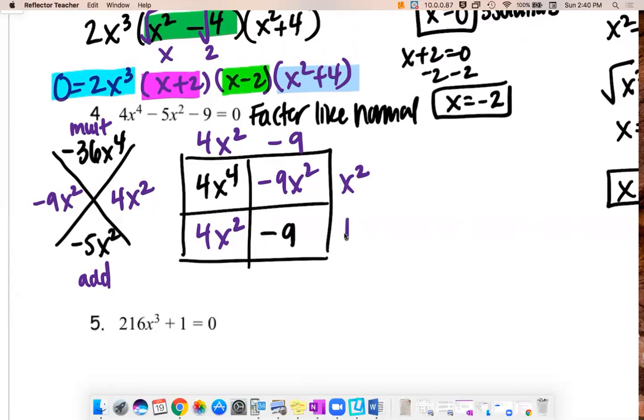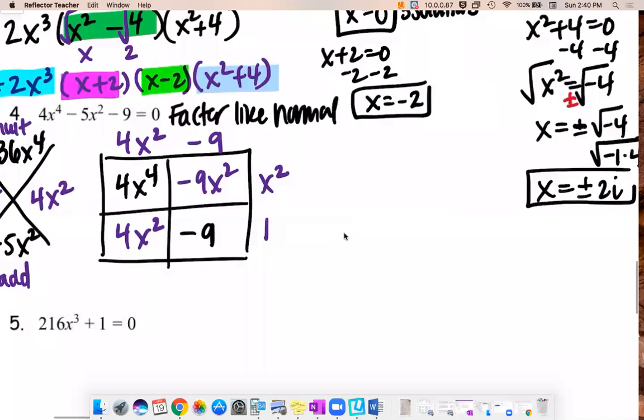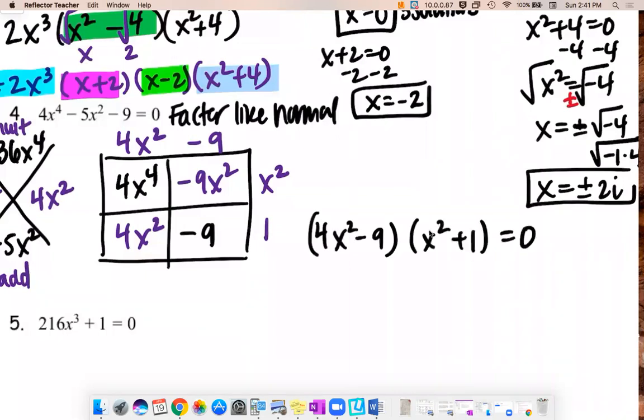Okay, so what we did is we factored that original one into 4x squared minus 9 and x squared plus 1 equals 0. Now we can't factor this because that has a plus, but this is a difference of squares. So this is the one where we do the square roots and we factor it a little bit more. So the square root of 4x squared is 2x. The square root of 9 is 3, so this factors into 2x plus 3 and 2x minus 3. And then you still have this one.